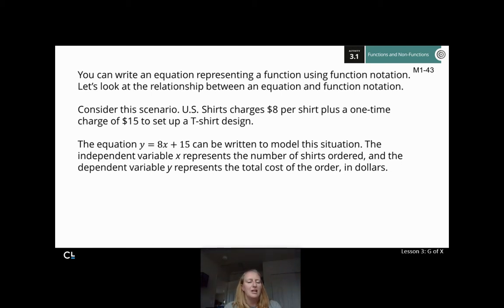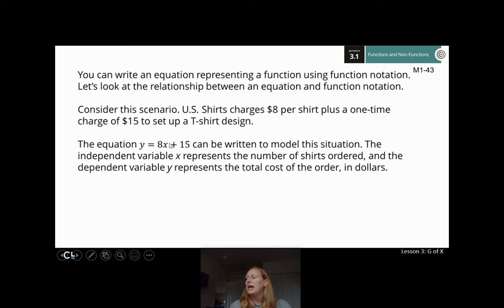So consider this scenario. We have this company here, which we're going to call US Shirts. US Shirts charges $8 per shirt plus a one-time charge of $15 to set up a t-shirt design, right? Takes time, money, all that to actually set up the design. So $15 to set it up, no matter how many shirts you buy, and then another $8 per shirt after that.